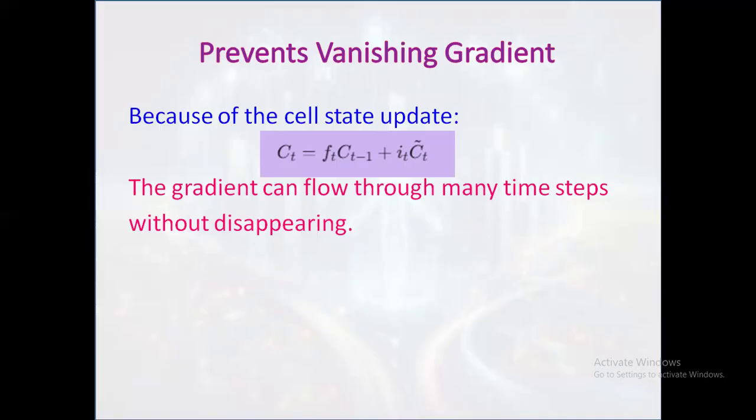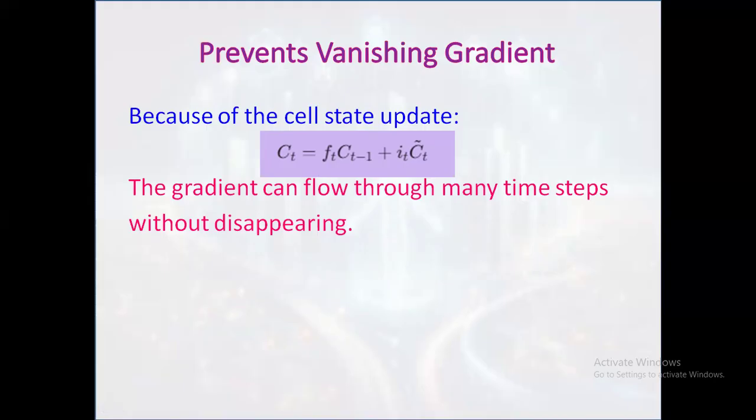Since the cell state allows mostly linear updates, gradients flowing backward during training do not repeatedly pass through shrinking nonlinear functions. Instead, they can move along the cell state path with less decay. This directly addresses the vanishing gradient problem and enables the network to learn dependencies over long time spans. It is given by Ct = Ft * Ct-1 + It * C~t. The gradient can flow through many time steps without disappearing.